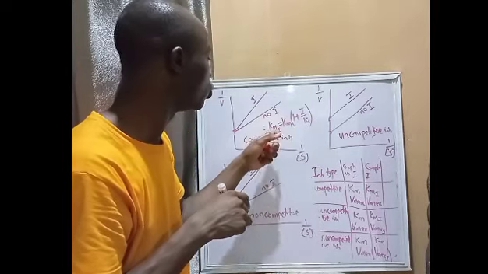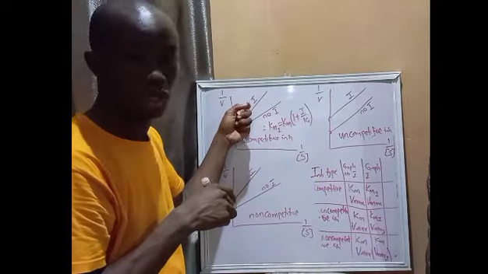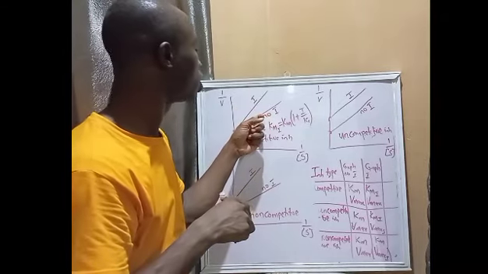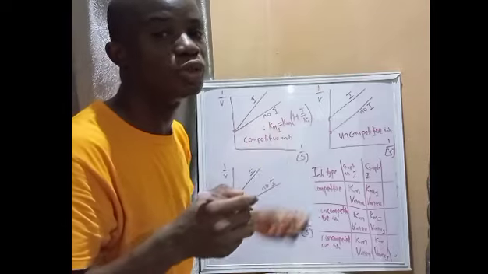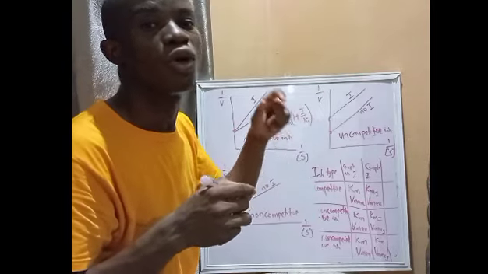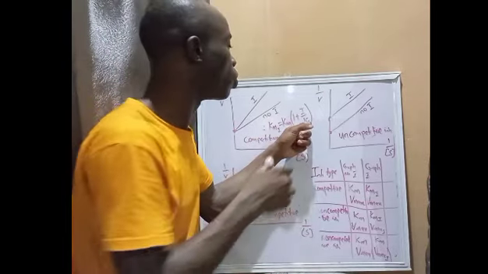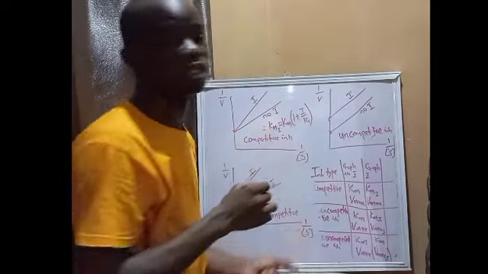So if you know the Km for this first line and you know the Km for this other line, and they have given you the concentration of the inhibitor, you can easily get your Ki using this expression.